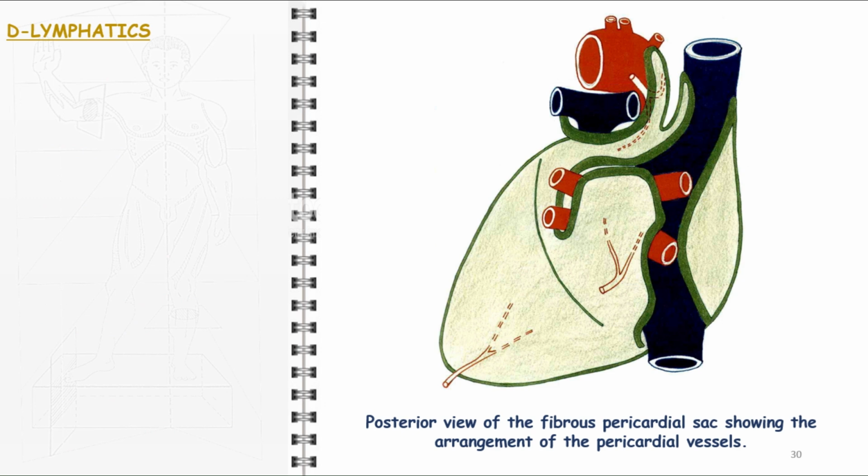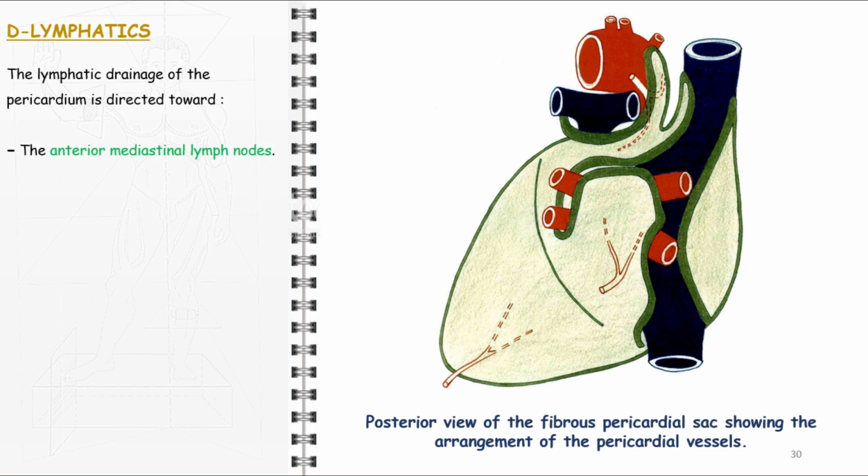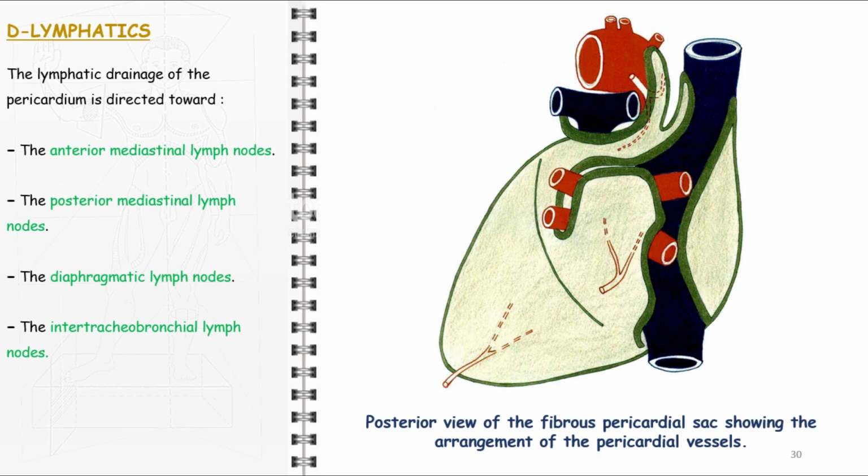The lymphatic drainage of the pericardium is directed toward the anterior mediastinal lymph nodes, the posterior mediastinal lymph nodes, the diaphragmatic lymph nodes, and the intertracheobronchial lymph nodes.